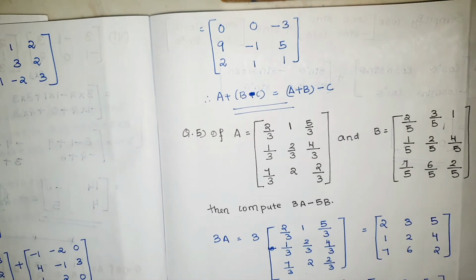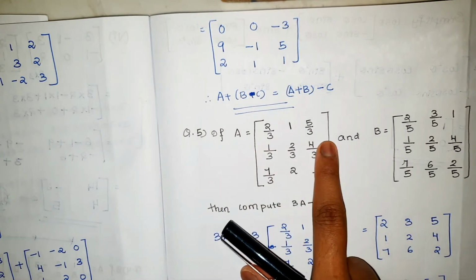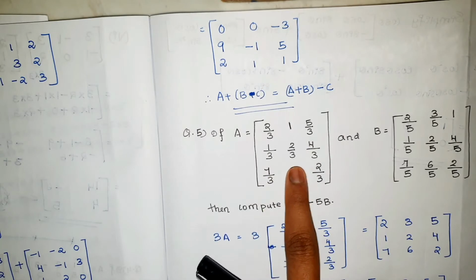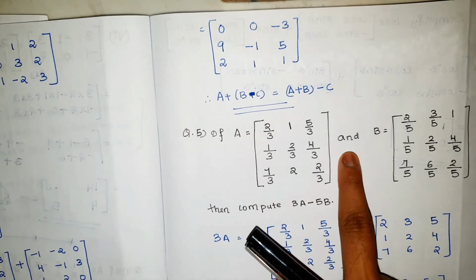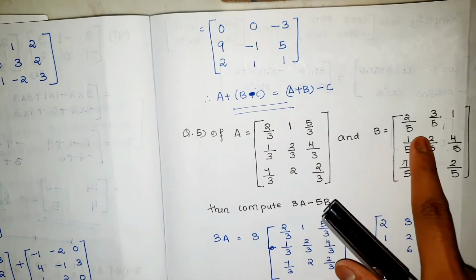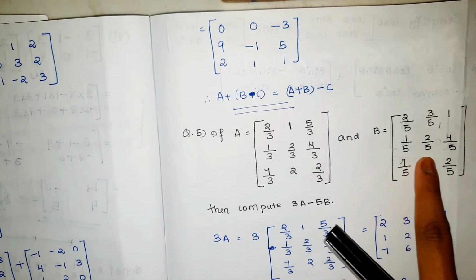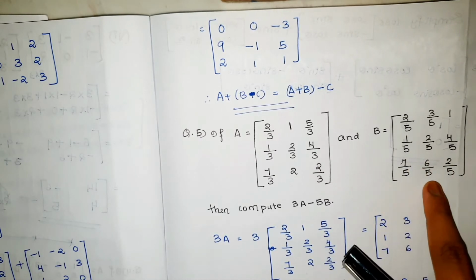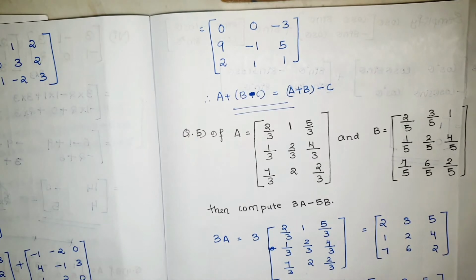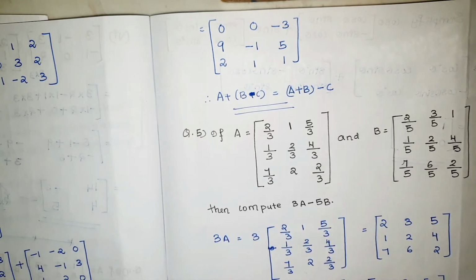Next is the fifth question. If A is equal to 2 by 3, 1, 5 by 3, 1 by 3, 2 by 3, 4 by 3, 7 by 3, 2, 2 by 3, and B is equal to 2 by 5, 3 by 5, 1, 1 by 5, 2 by 5, 4 by 5, 7 by 5, 6 by 5, 2 by 5. We have to compute 3A minus 5B.